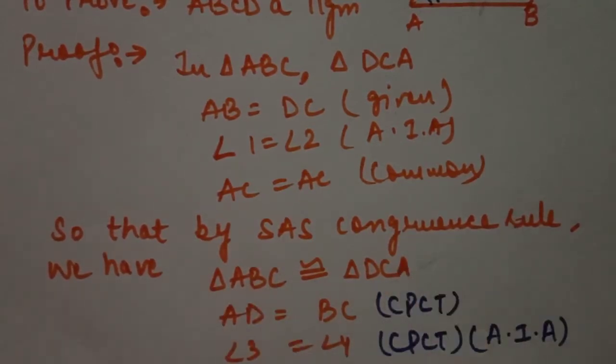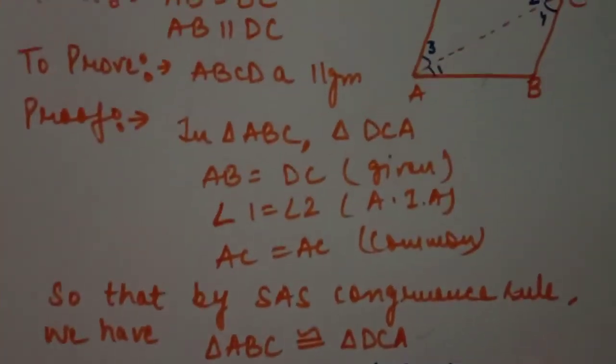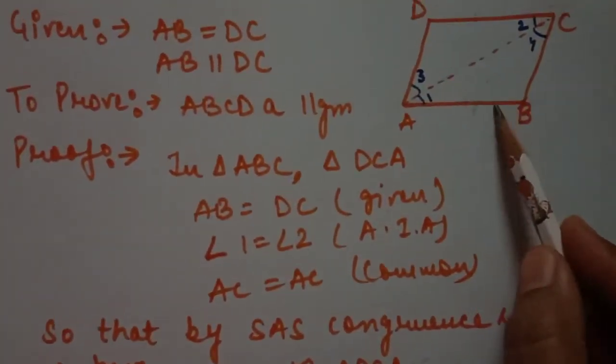We can say that if both the triangles are congruent, then definitely it is a parallelogram, because according to theorem 8.1, the diagonal of a parallelogram divides it into two congruent triangles. If these two triangles are congruent by this diagonal, then definitely it is a parallelogram.